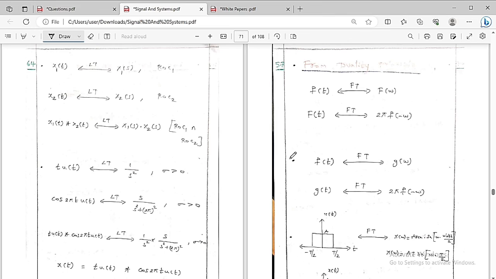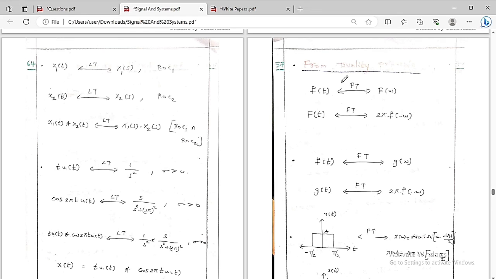So what is the solution here? Listen carefully. This is basically solved with the help of the duality principle. As I already told you, suppose small f of t has a Fourier transform capital F of omega, then capital F of t has a Fourier transform 2 pi into small f of minus omega. This formula I have already told you so many times.